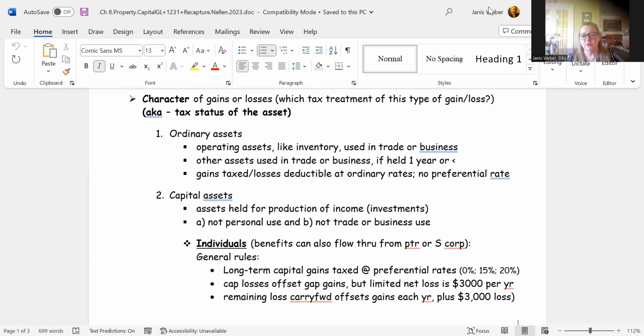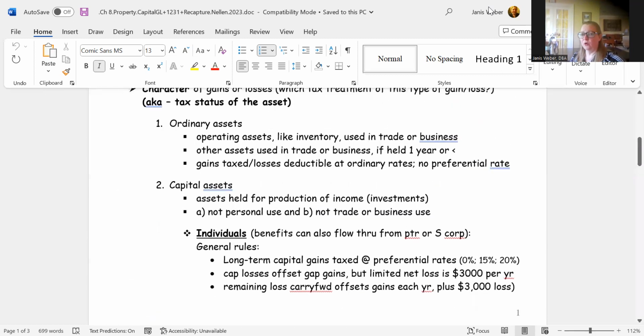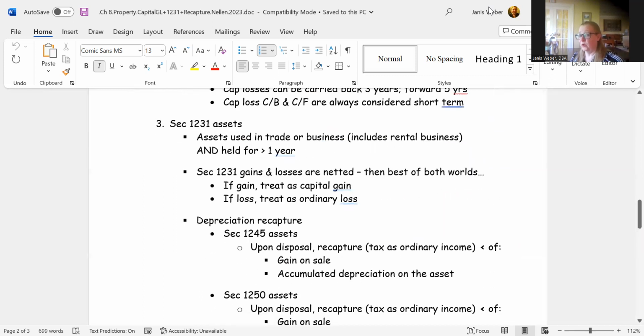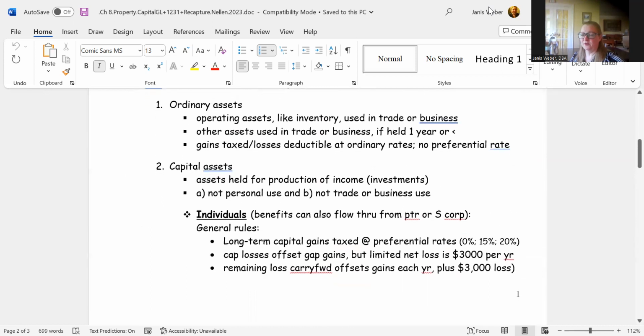But basically, there are three different treatments you would apply depending on which of these three categories it is. That's why I say it's 1, 2, 3 in my notes. So we've got three sections: the ordinary assets, the capital assets, and the code section 1231 assets. Okay, so we'll start with the simple ones. We already know something about these first two. Ordinary assets are just assets where capital gain treatment is not available. It's not capital assets, it's ordinary assets.